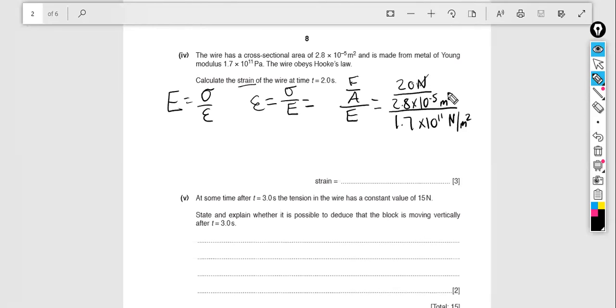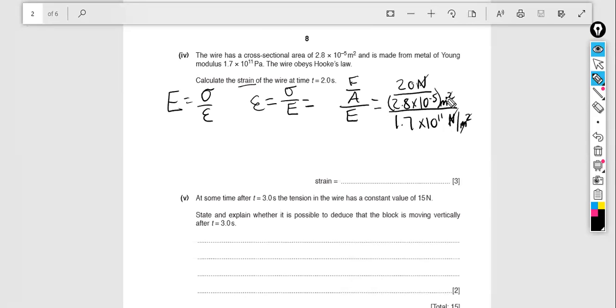Then we see that newtons per meter squared are going to cancel. And now we just have to push these buttons correctly in our calculator, which seems like it should be the easy part, but it's easy to make a mistake there too. So listen as I talk through this button pushing. 20 divided by, open parentheses, 2.8 times 10 raised to the negative 5, close parentheses, equals.